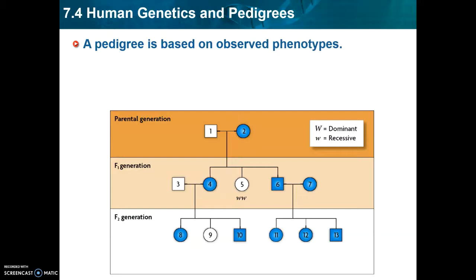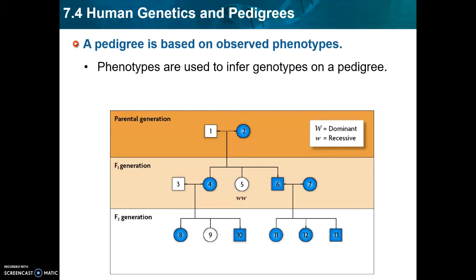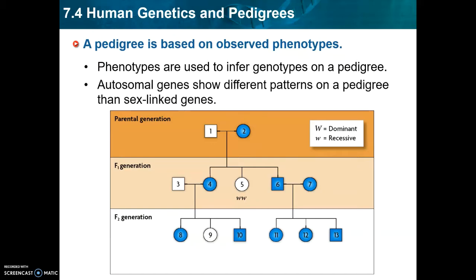Now let's talk about how to interpret a pedigree in terms of genotypes. You can use a phenotype, the physical expression of a trait, to infer genotypes on a pedigree by looking at the patterns between parents and their offspring. You are going to notice, and we'll talk about several examples here, that an autosomal gene, or a trait controlled by a gene located on chromosomes 1 through 22, is going to show different patterns than a sex-linked gene. Remember, sex-linked traits are found on a sex chromosome, either X or Y, most of the time X.